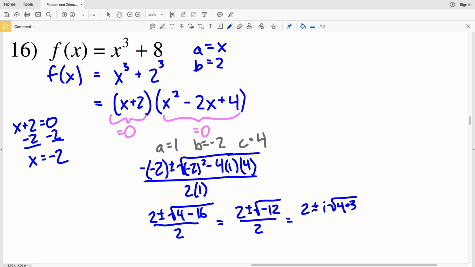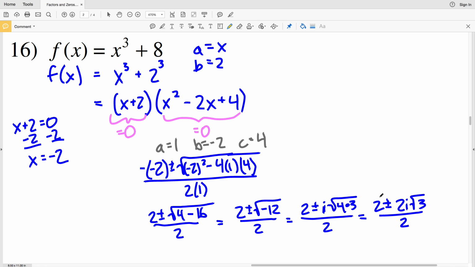So in my numerator, I'll have 2 plus or minus i times the square root of 4 times 3, all over 2. And remember, this i came from the negative 1 that was multiplied to 12. So I just pulled that out. The square root of negative 1 is i. So now I'll simplify to 2 plus or minus i times 2, or 2 times i, pulling out that perfect square of 4. 2 squared is equal to 4, so the square root of 4 is 2, times the square root of 3, all over 2.